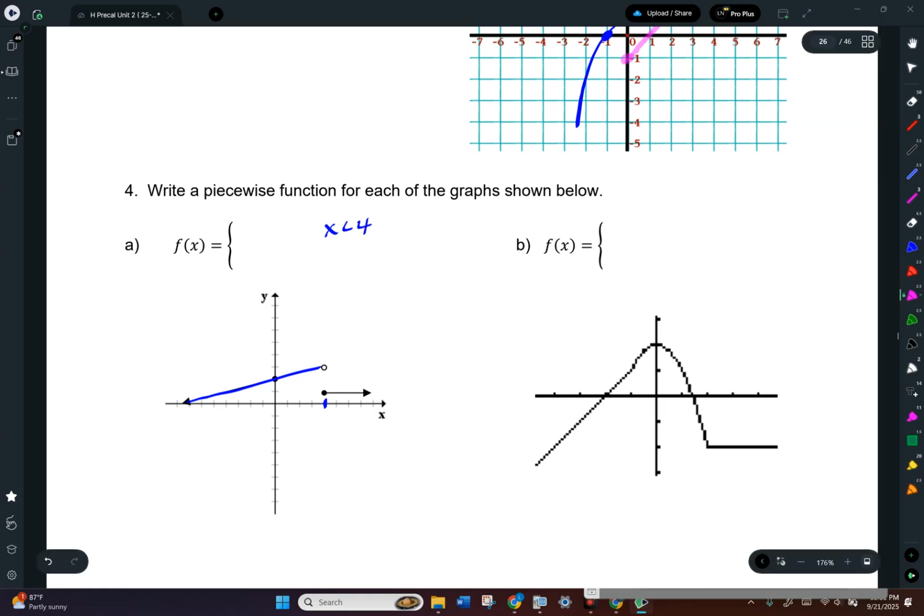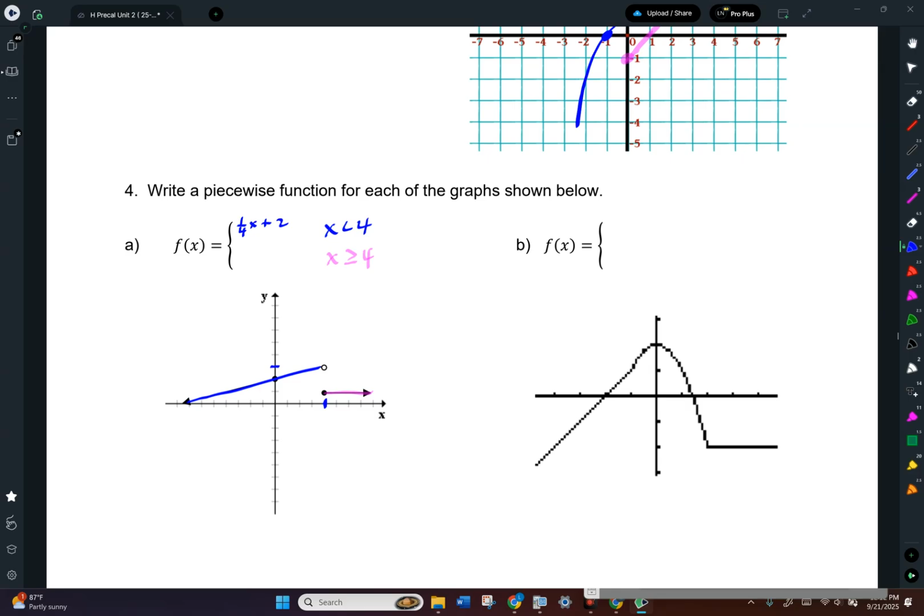And I see this side when x is greater than or equal to 4. Okay, so let's go to the blue piece. Well, if it's just a line, could I do mx plus b? It looks like the plus b is 2. And for the slope, doesn't it look like it was up 1 and over 4? So I think this one is going to be 1/4 x plus 2, mx plus b.